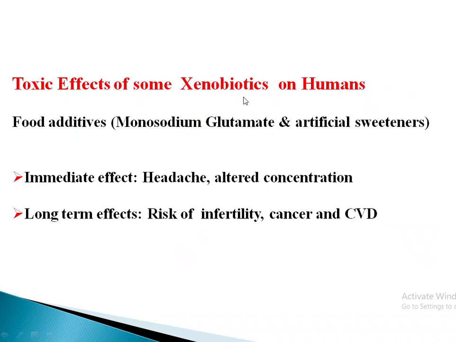There are various xenobiotics that have toxic effects on humans. Here I am giving you a few examples, like monosodium glutamate or artificial sweeteners such as sucrose. If they are not properly metabolized and removed from the body, they can cause immediate as well as long-term effects. Immediate effects include headache and altered concentration, and the long-term effects of accumulation or the presence of monosodium glutamate or artificial sweeteners can cause risk of infertility, cancer, and cardiovascular diseases.